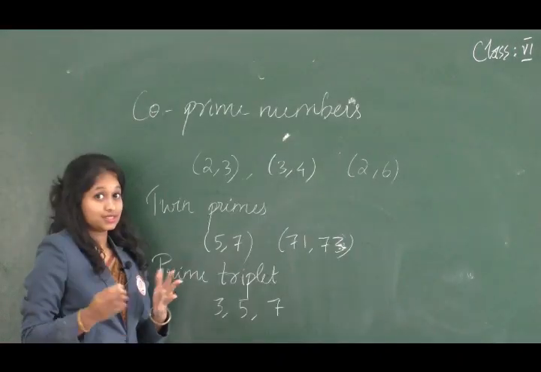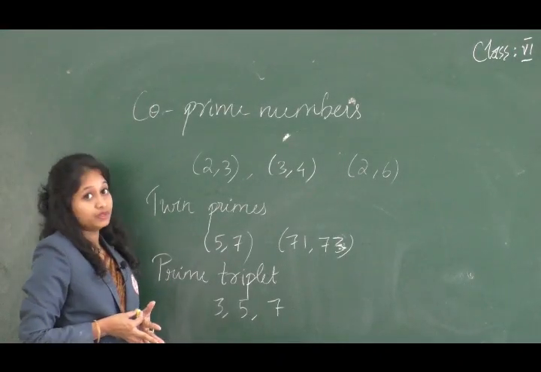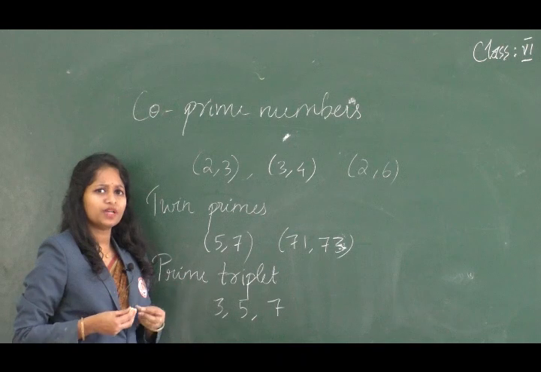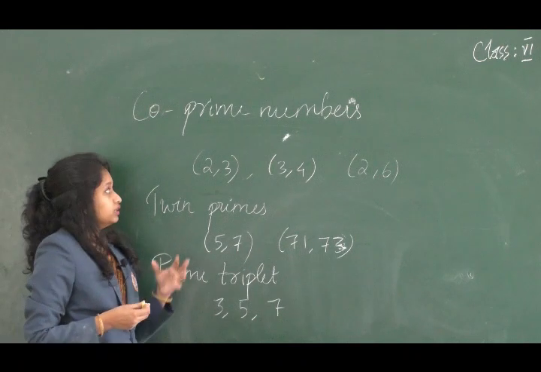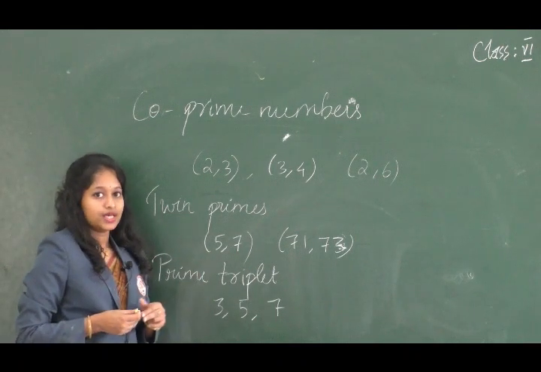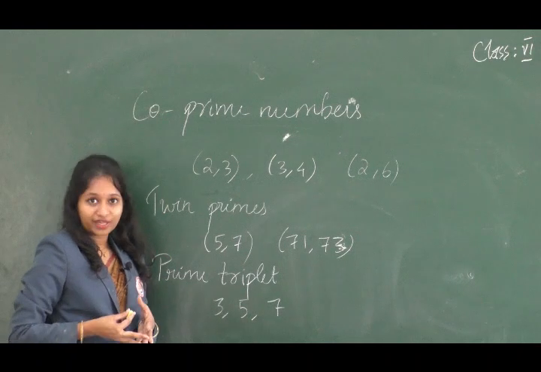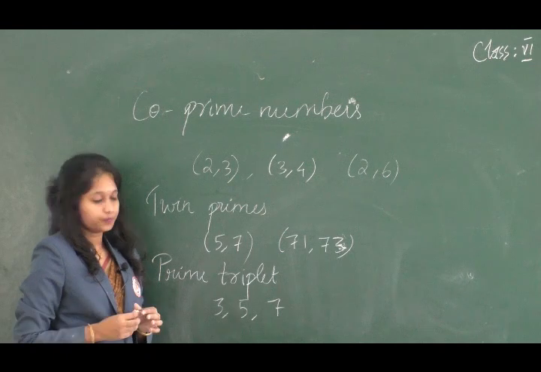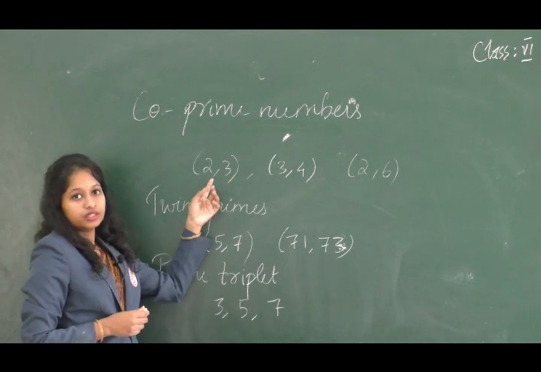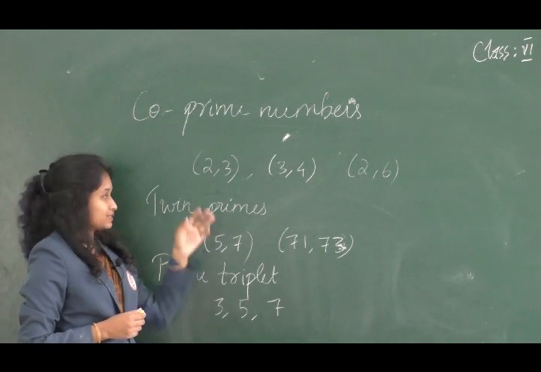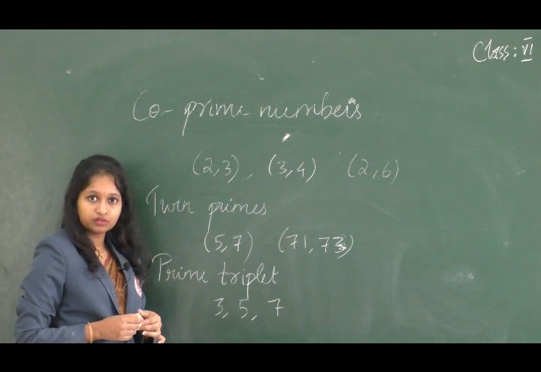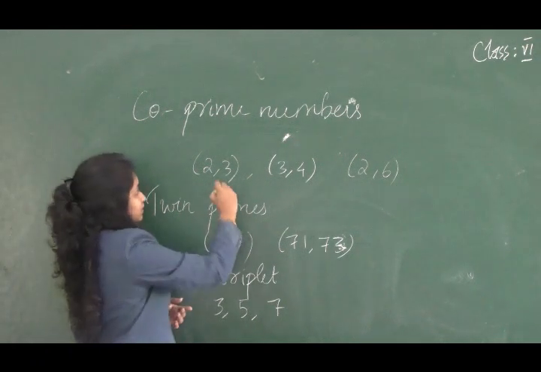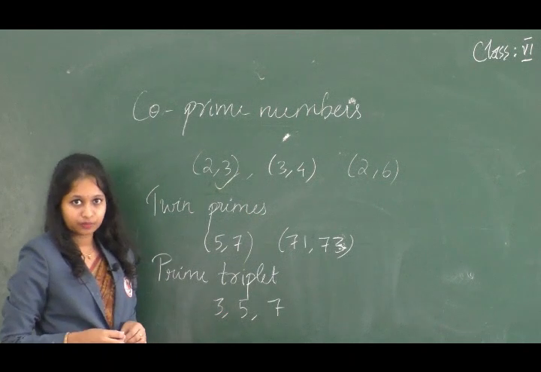Got it, children? Our next topic, co-prime numbers. What is co-prime numbers? Two numbers which has no common factors other than 1 is called as co-prime numbers. So you see 2, 3. Is there any common factor other than 1? No. So this is a co-prime number.